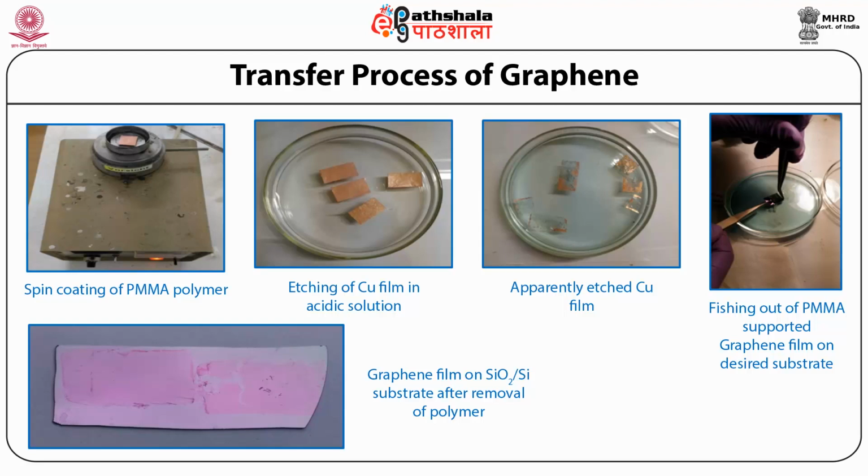The PMMA layer with graphene attached is then placed on the new substrate of your choice. For example, here we have taken silicon dioxide, after which the PMMA layer is removed by dissolving it in acetone. The graphene is then left on the new substrate in the desired location. This procedure, described schematically in this slide, can be performed routinely on graphene samples produced by the mechanical exfoliation method on silicon dioxide and by CVD on copper.